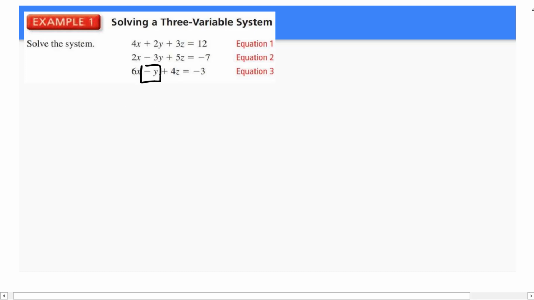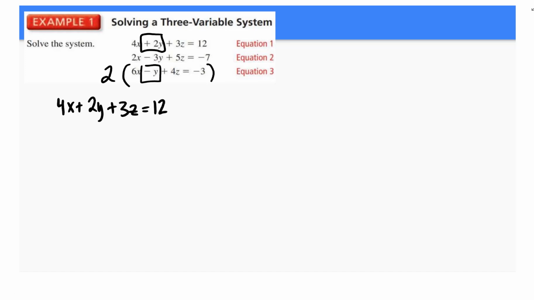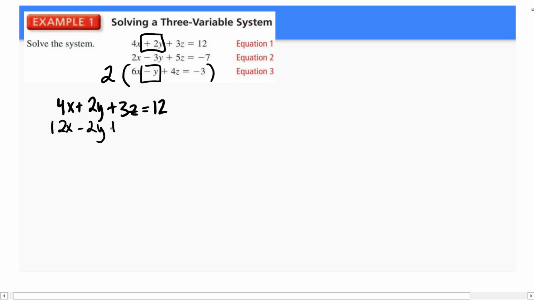All right, so I see there's a -1 as the coefficient of this y, so I'm going to plan on eliminating y's. I have a negative here, and then I have a positive y here, so I think I will multiply equation 3 by the number 2. I still have equation 1, and then I need to multiply equation 3 by 2. So 12x minus 2y plus 8z equals -6. Now I believe we can simply add these two equations and get another equation that only has two variables.